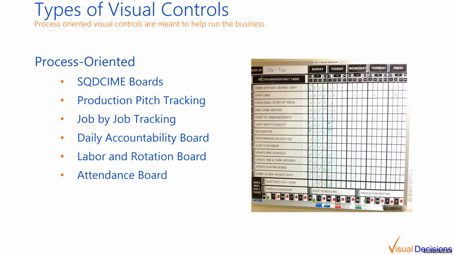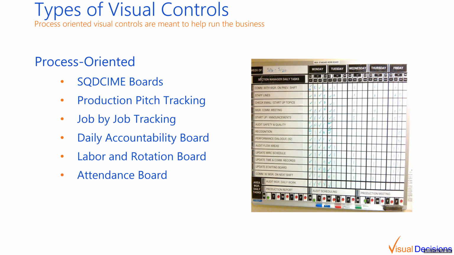The next type of visual control that we'll focus on for the rest of the presentation are process-oriented visual controls that are meant to help run the business. As stated in David Mann's book, Creating a Lean Culture, the purpose for visual controls in lean management is to focus on the process and make it easy to compare expected versus actual performance. Another way to put it is to provide the nervous system for lean management.